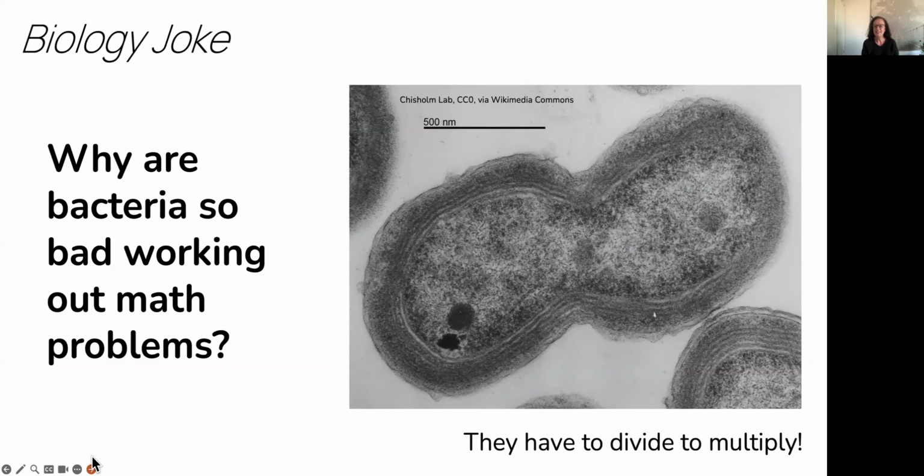So, you guys, why are bacteria so bad at working out math problems? Well, they have to divide to multiply. It's a little comic relief we need every once in a while.